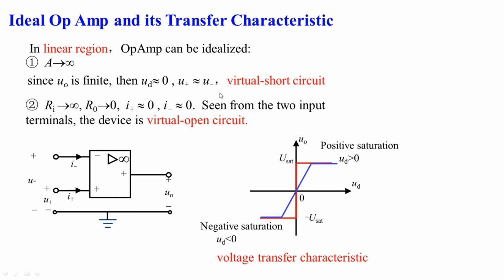After learning the two properties, the virtual short circuit and the virtual open circuit, we can analyze the negative feedback circuit with the ideal op-amp. You should notice that these two properties can only be satisfied when the ideal op-amp operates with negative feedback in the linear region.